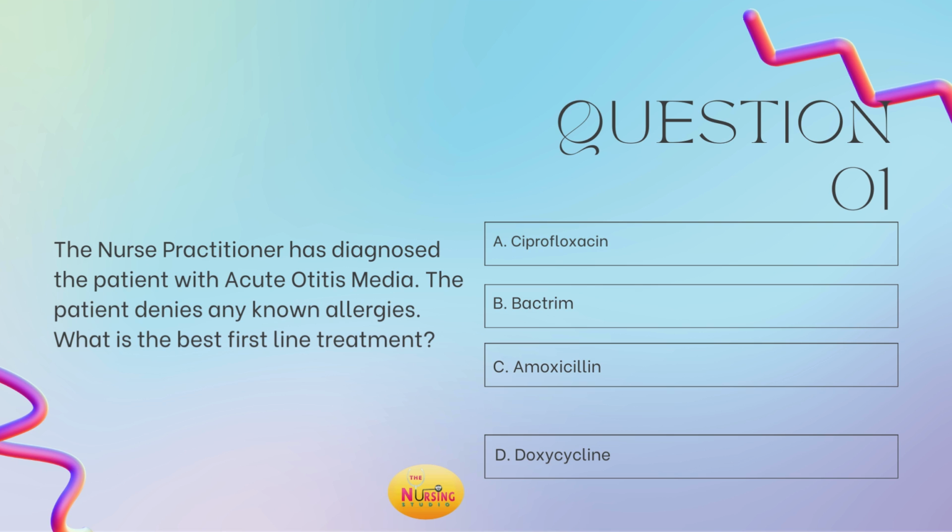Now, reading the scenario, the nurse practitioner has diagnosed the patient with acute otitis media. All right, then you're thinking of treatments for acute otitis media, right? Then you're going through the process. All right, I typically would start with amoxicillin for acute otitis media if they don't have a penicillin allergy, right? It says here the patient denies any known allergies. So that's how you know what to do, and it's straightforward.